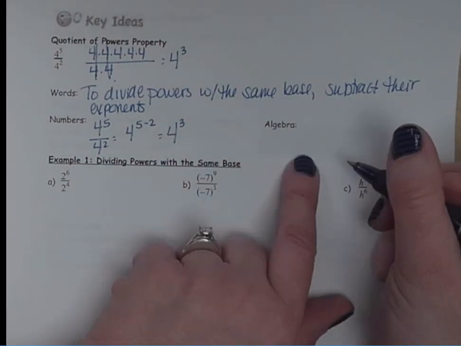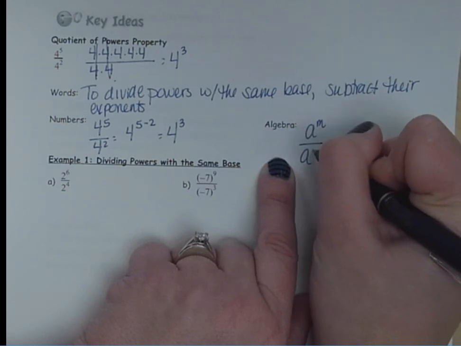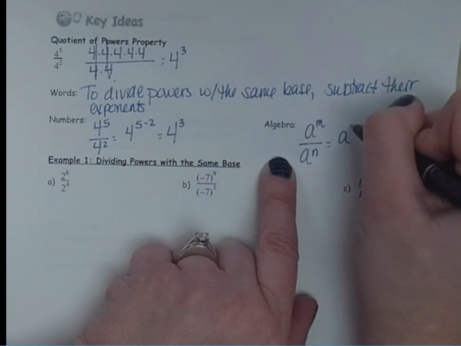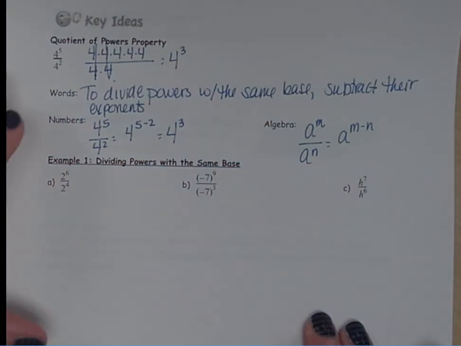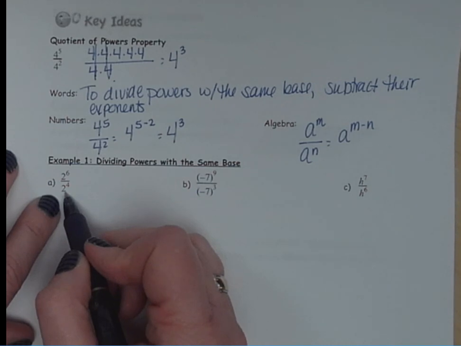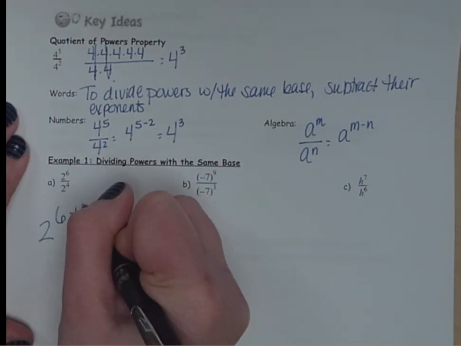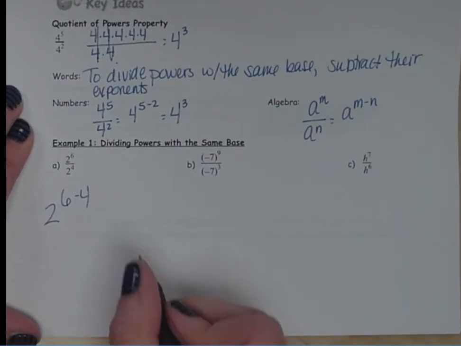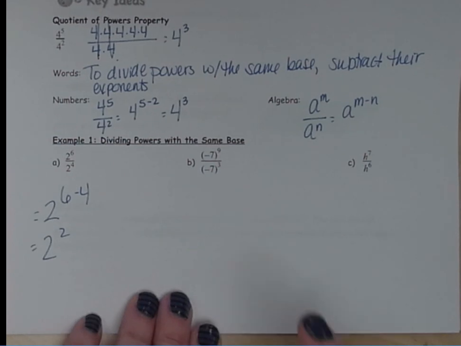Well, what does that look like algebraically? If I have a to the m over a to the n, I am going to subtract m and n. So let's see what this really looks like here. I have 2 to the 6th divided by 2 to the 4th. So I have 2 to the 6 minus 4. So I have 2 squared.